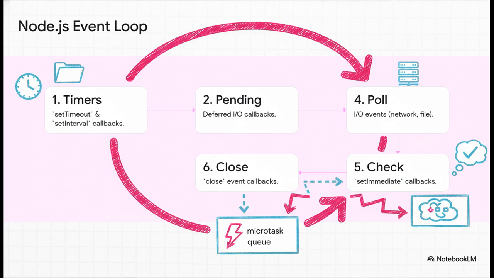But here is the most important part of this whole diagram. That microtask queue, our VIP express lane, gets checked and completely emptied after every single macro task from any of these phases. So, the loop runs a timer callback, then it empties the microtask queue. Then it runs an I/O callback, then it empties the microtask queue again. That priority is what guarantees our promise runs before our setTimeout.